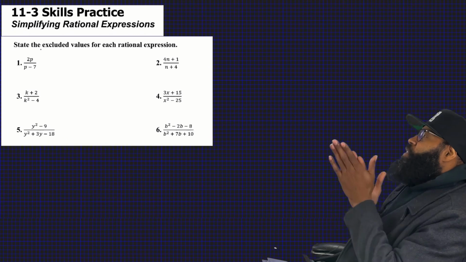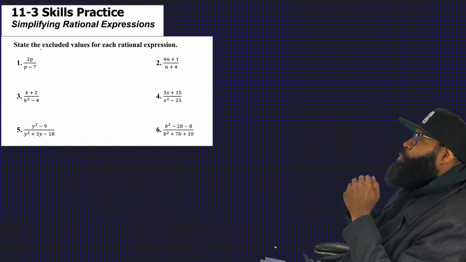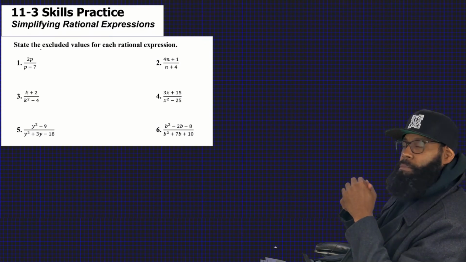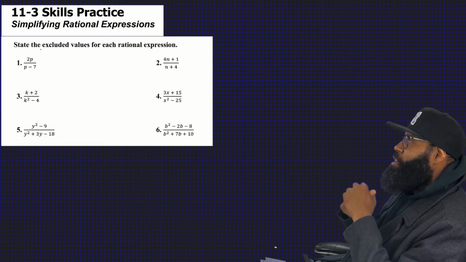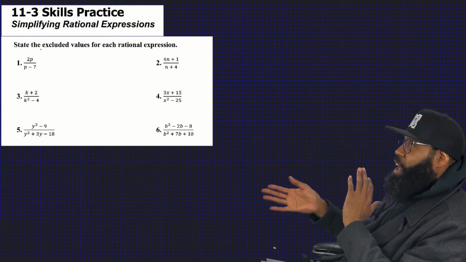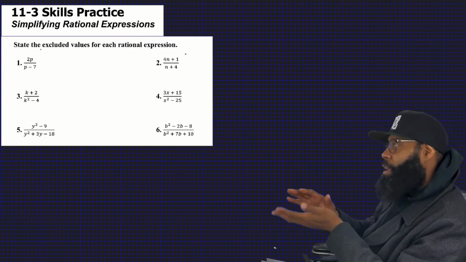But here we go. State the excluded values for each rational expression. Again, p cannot equal 7, because if p was 7, 7 minus 7 would be 0, and I can't have 2p divided by 0. It just does not work. So p equals 7, that's the excluded value. Again, I just like to say p cannot equal 7. It's the same thing, right?